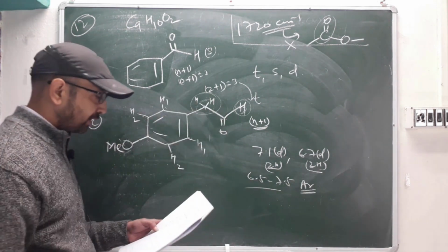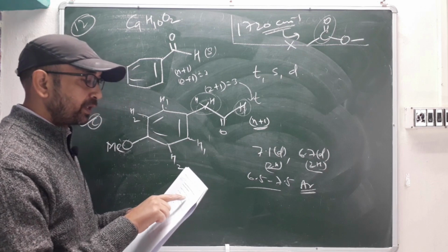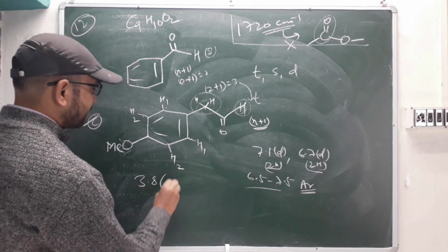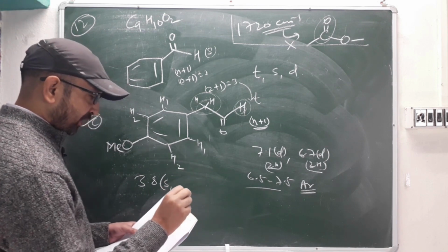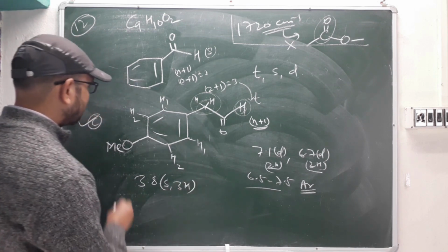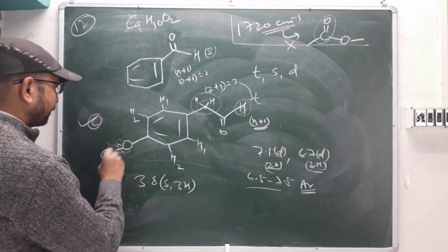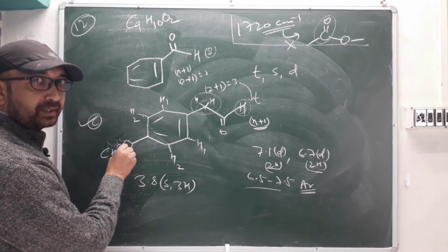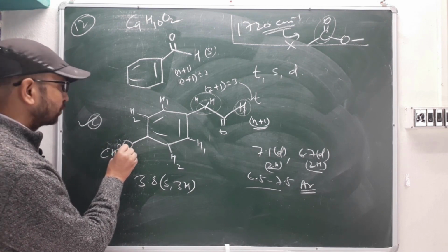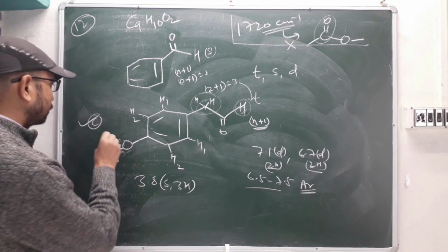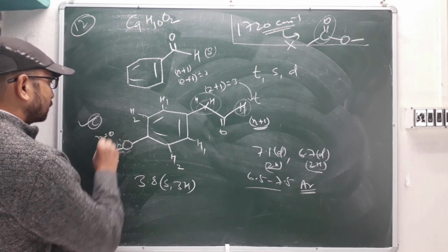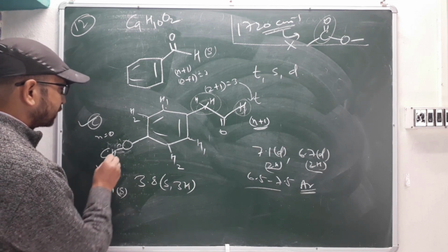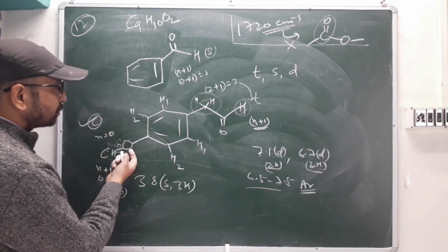We'll solve everything. Then we'll go to the 3.8 singlet. 3.8 it is giving a singlet, and that is for 3 hydrogens. So this one is CH3, right? For this carbon, the neighbor is oxygen, so there will be no proton. No proton means n equals 0. So n plus 1, 0 plus 1, it will be 1. 1 means it will give a singlet.